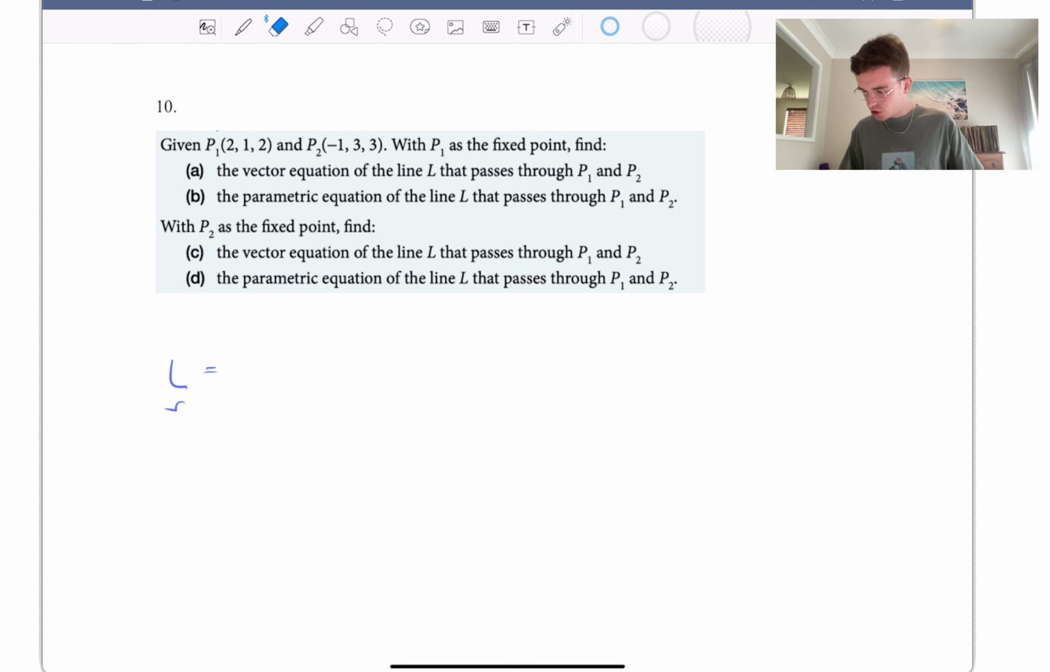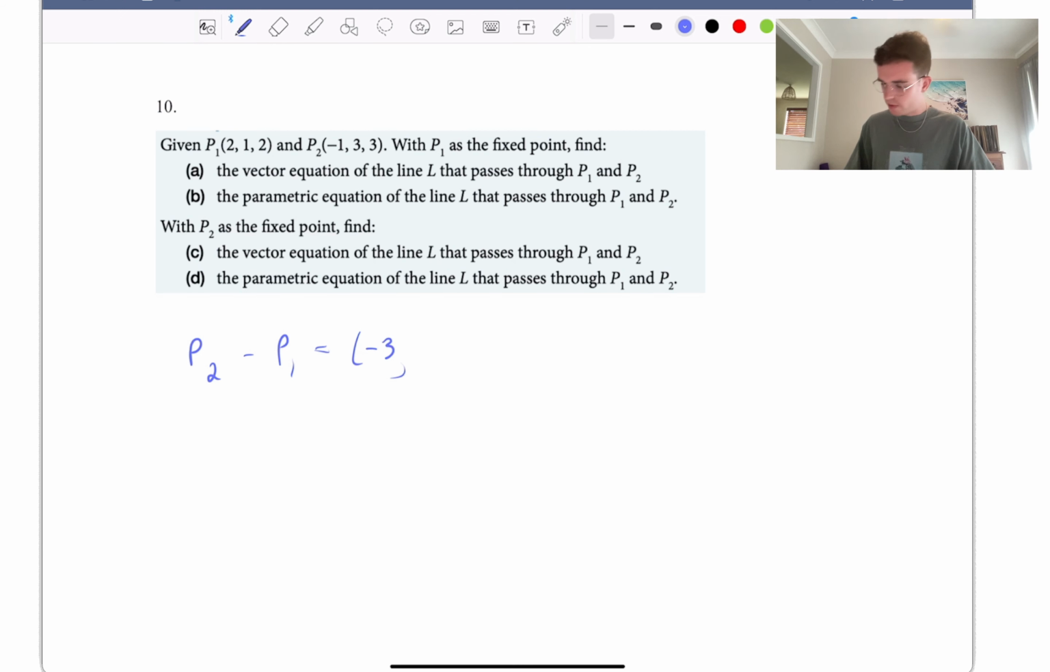So what we might do is find P1 minus P2. Oh, actually, let's do P2 minus P1 because our fixed point is P1. So P2 minus P1 is going to be minus 1 minus 2, which is minus 3, and then 3 minus 1, which is 2, and then 3 minus 2, which is 1.